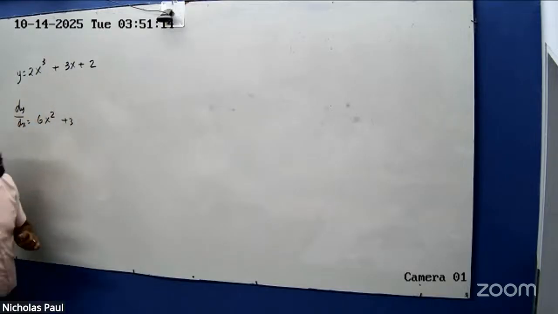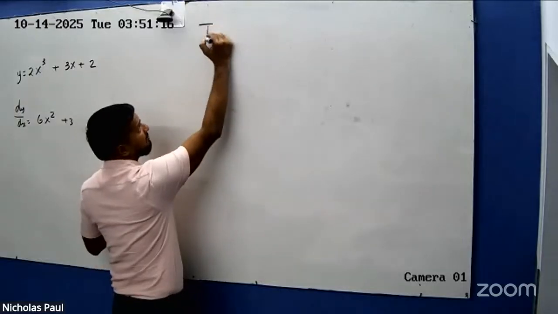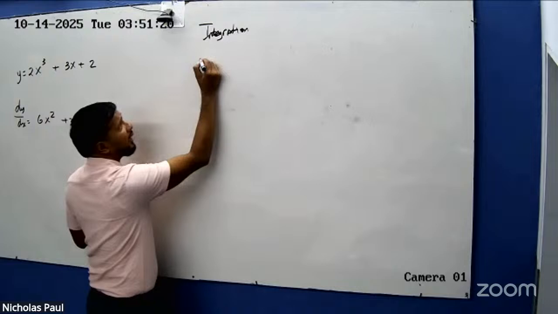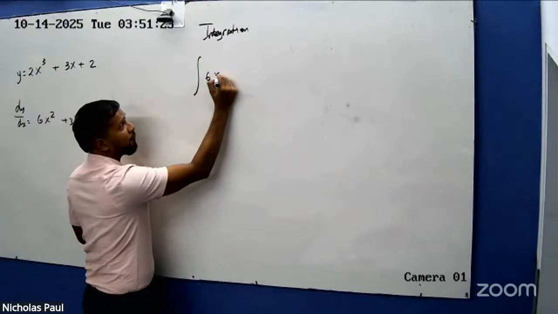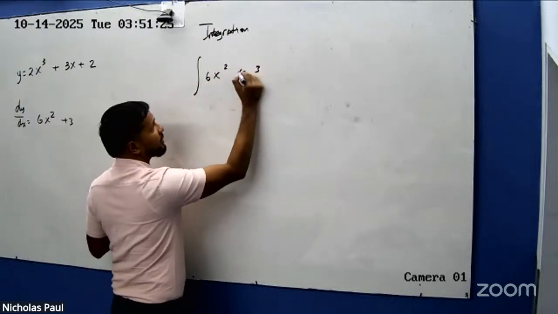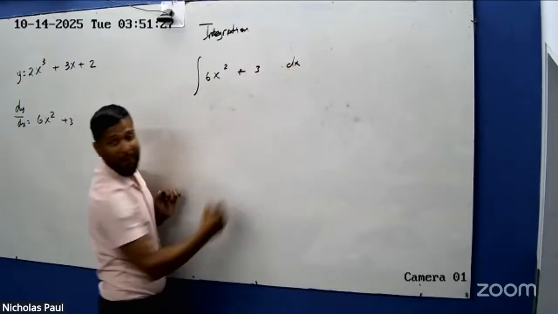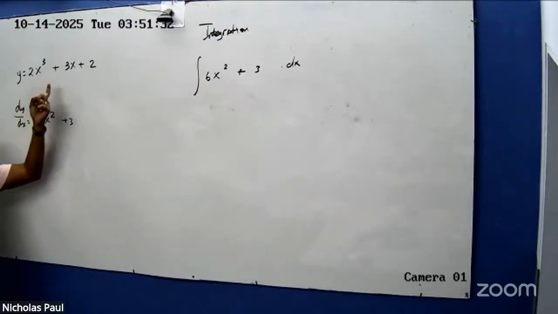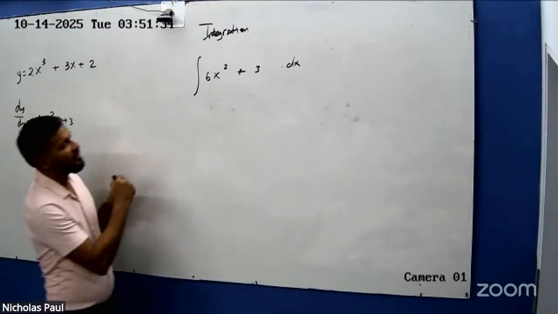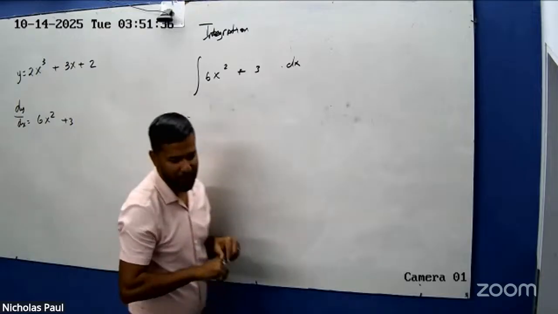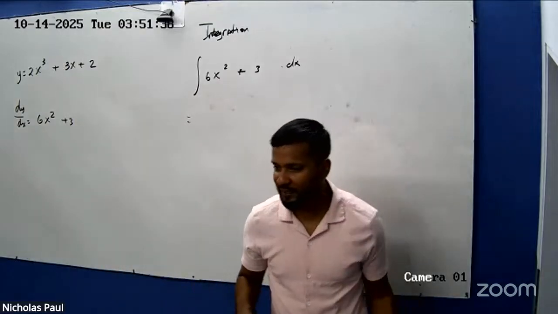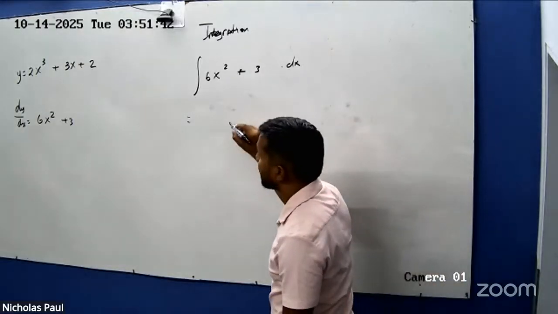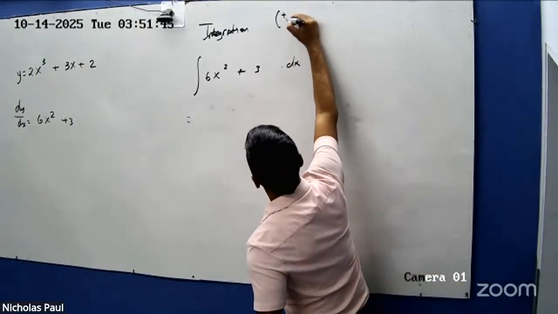Now, as I said, integration is the reverse. So if I were to integrate 6x squared plus 3, what am I supposed to get back? If I integrate this, I'm supposed to get back this, right? So how do I achieve that? You have to add and then divide.